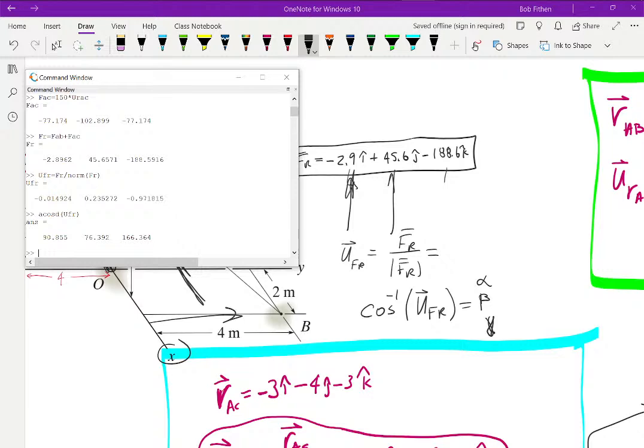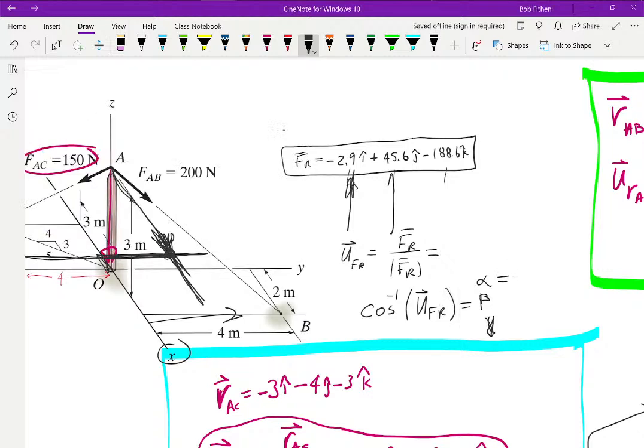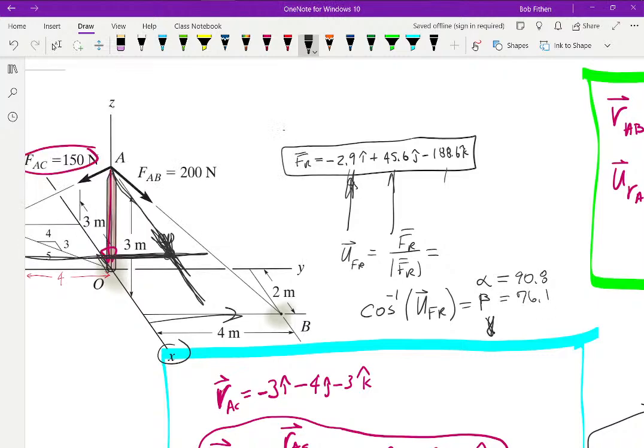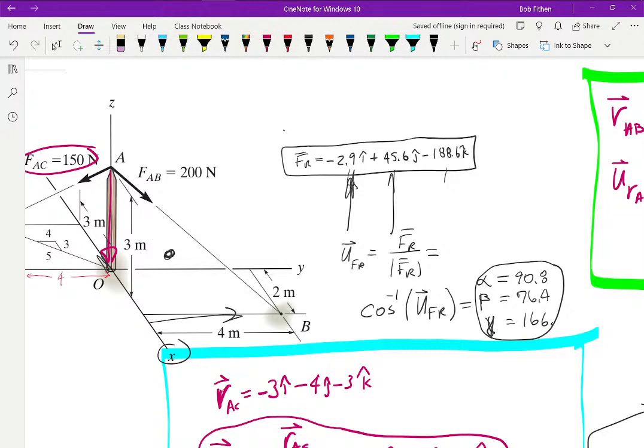So here's an observation, okay? Let me go back. 90.8, 76.4, and 166 point something. Observation is the angle. Okay, so let's see if I can do a better job of ruler.